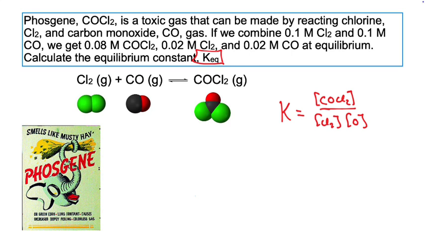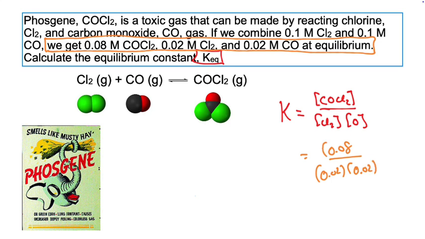So now it's a question of going back to our question and reading through it and trying to figure it out. This last phrase is what sets us up. We get 0.08 molar COCl2, 0.02 molar Cl2, and 0.02 molar carbon monoxide at equilibrium. Those are now the values that we would need to plug into our system. All we've got to do is plug and chug. COCl2 was our 0.08. Our Cl2 was 0.02. And our CO was 0.02.